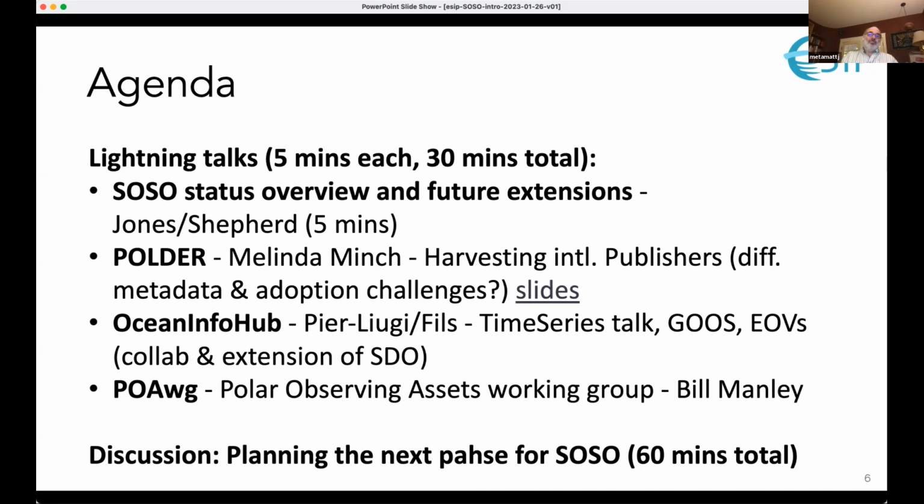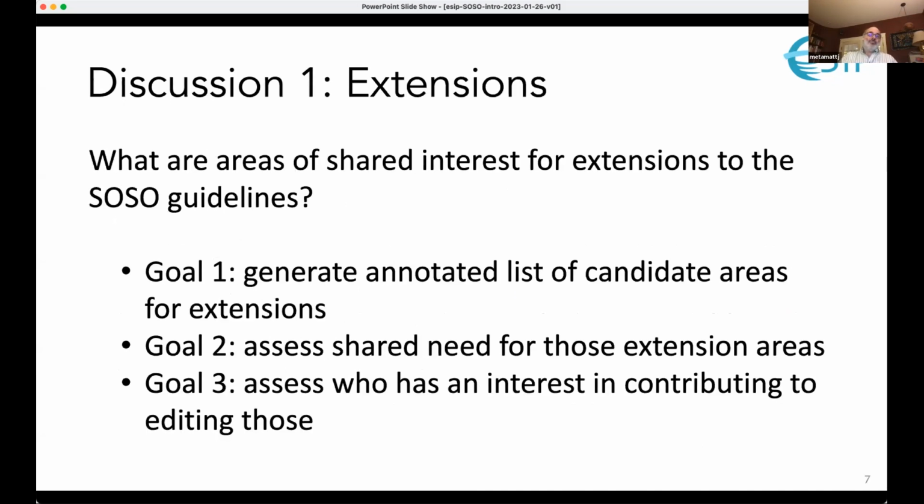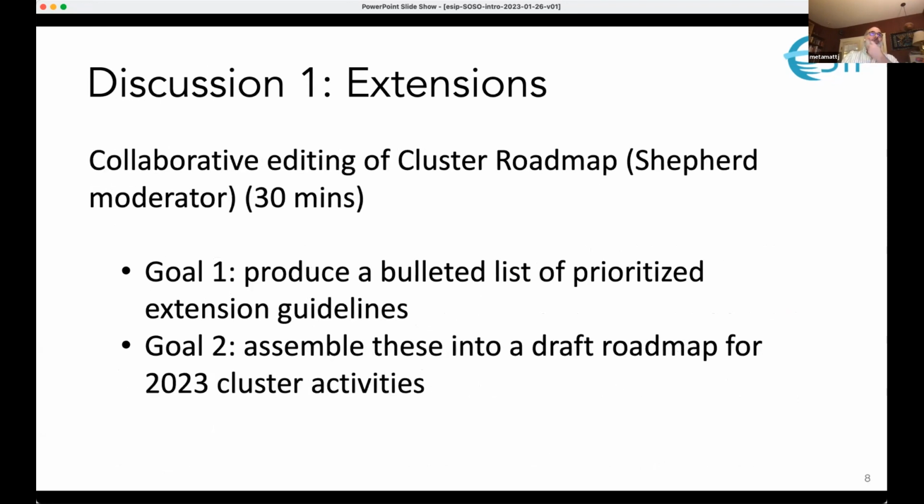That discussion will take the 60 minutes at the end of the session, broken into 2 parts. The first of which I think we'll focus on extensions, like what are the areas of shared interest in extensions, and the second one, how can we build a roadmap for what we're planning on doing in the cluster for the next year or 2. So with that, I think I'm going to stop sharing, and Linda, if you wanted to pick up your slides and share them, we could start with Melinda.